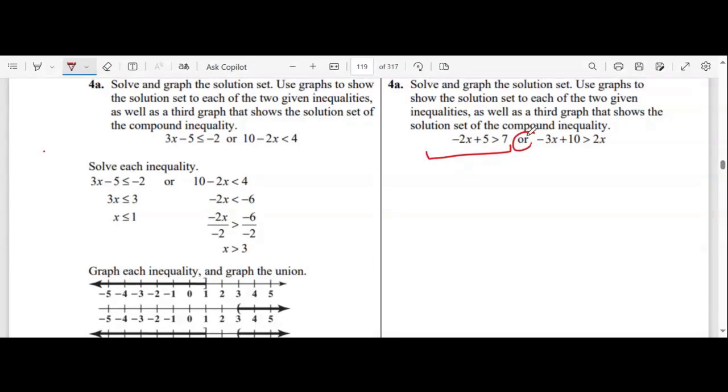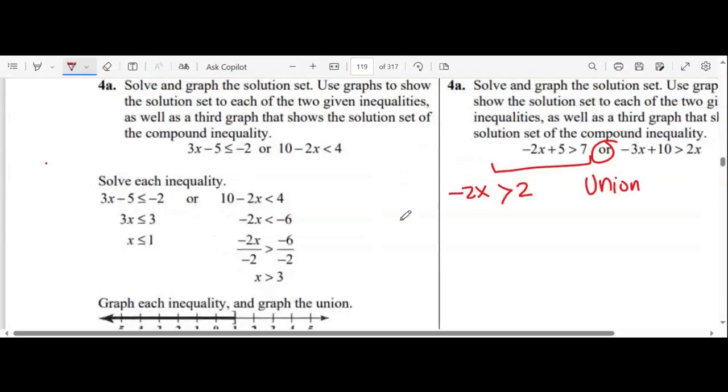OR means what? Union or intersect? Union. Okay, yalla. So we isolate the x. So you get negative 2x greater than what? 2. Great. Good. I have at least one person paying attention.